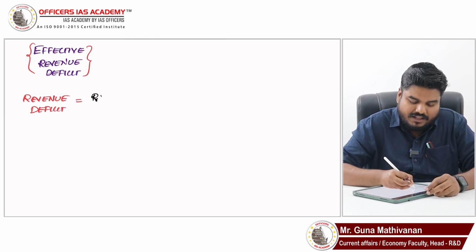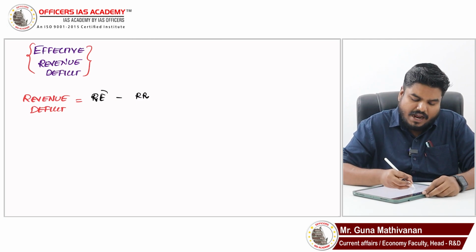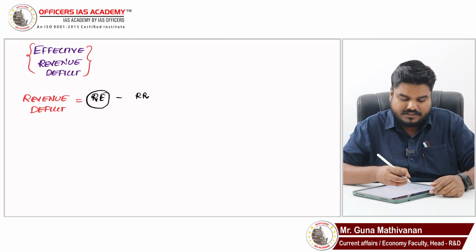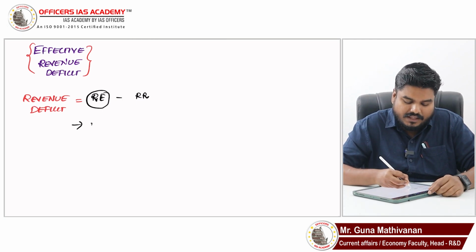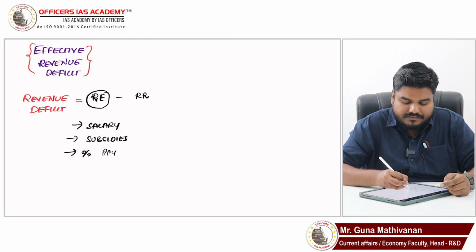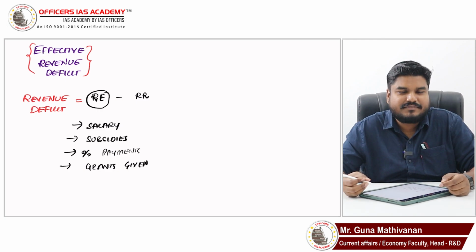Revenue deficit is my revenue expenditure minus revenue receipt. Under revenue expenditure, we know all one-way expenditure is revenue expenditure. So what all will come under revenue expenditure? Let us say paying salary, paying subsidies, paying interest payments, grants given. All these come under revenue expenditure.